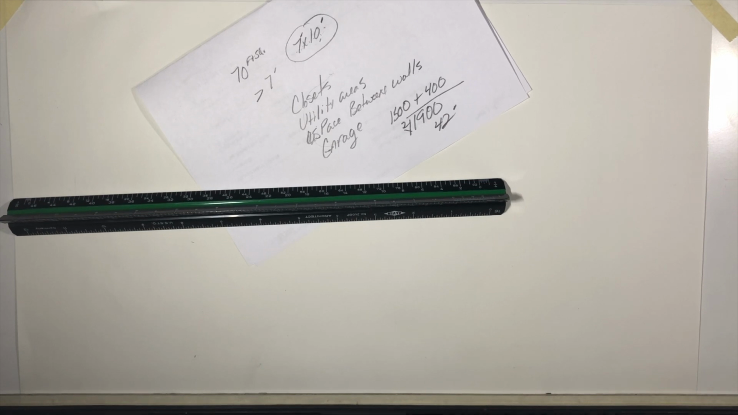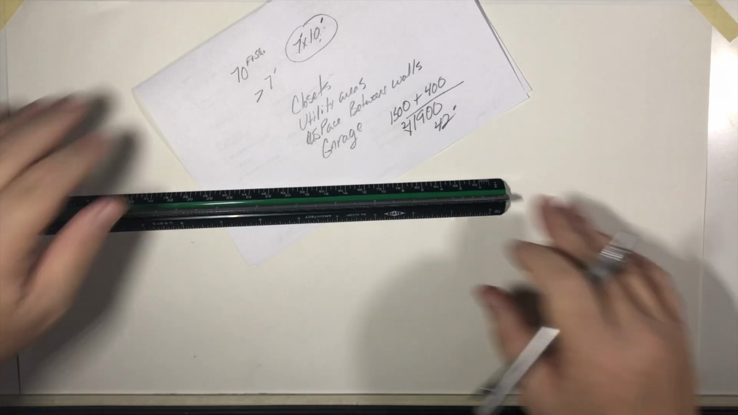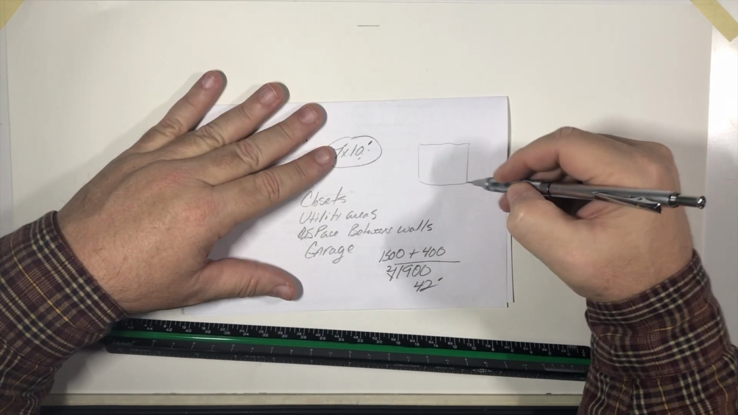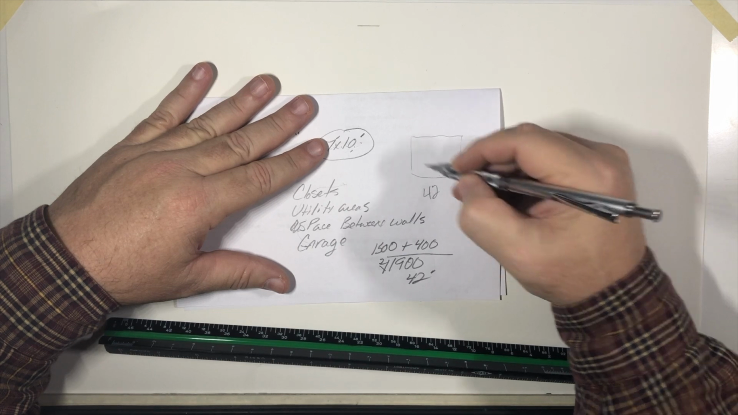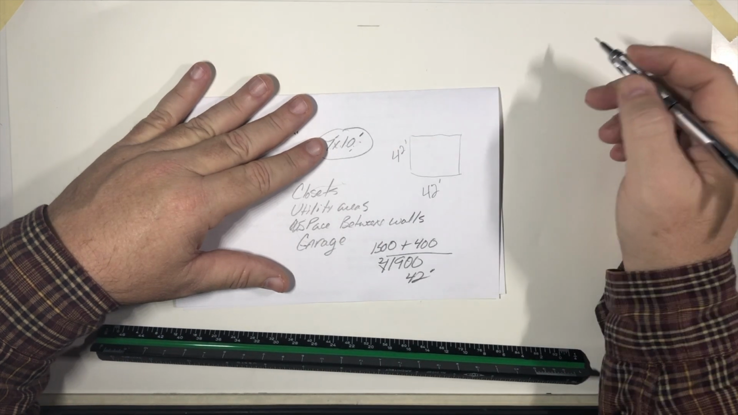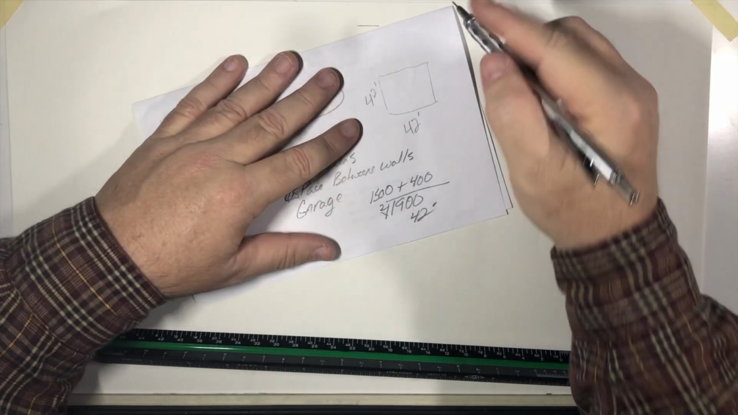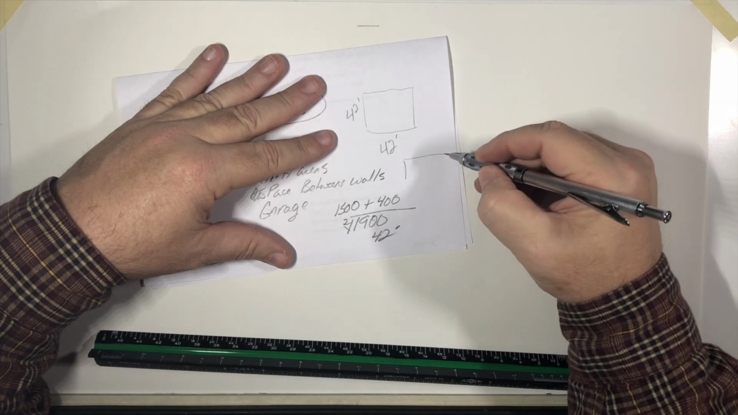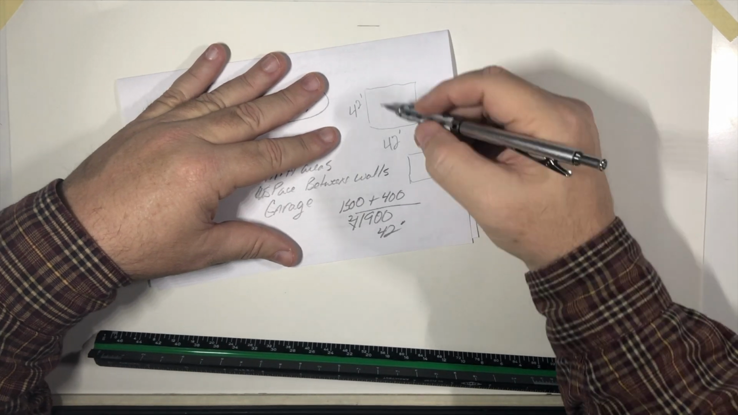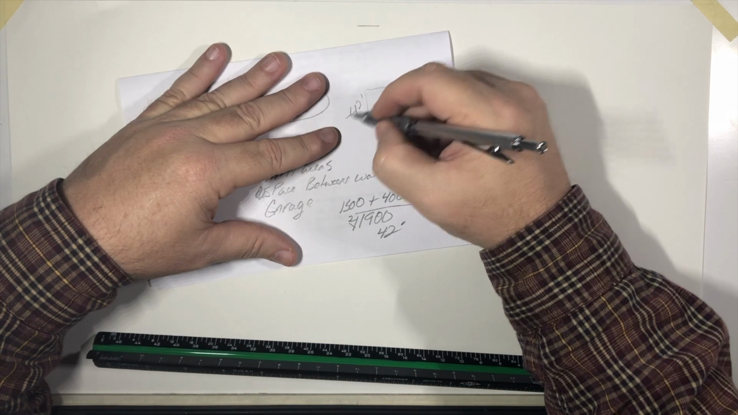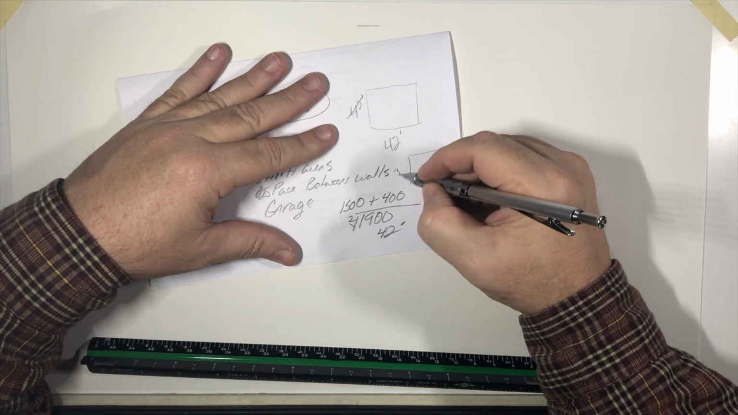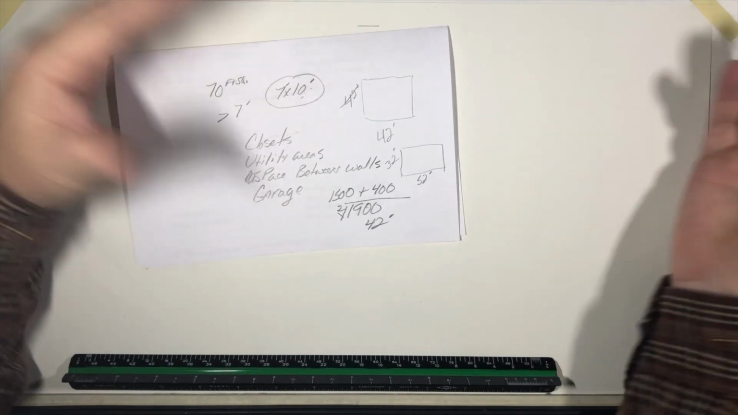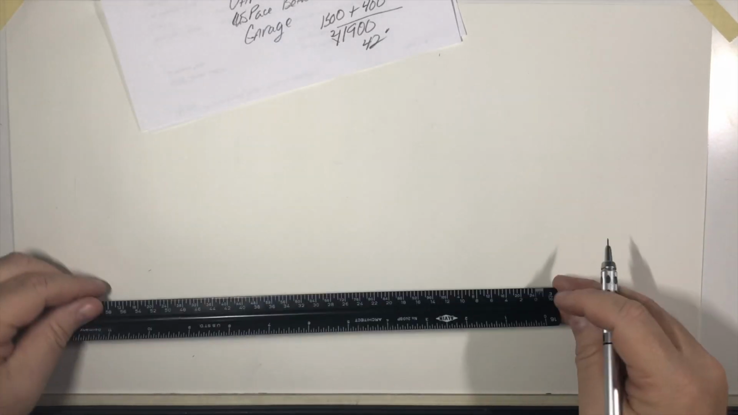So that tells me that I can have a square house, 42 by 42 or about 42 by 42. Or I might want to elongate that a little bit, make it more of a rectangle. So I can do something more rectangular, and I can subtract, let's say, 10 from there to make it 32, and then add 10 here to make it 52. So I would have a 32 foot by 52 foot house.